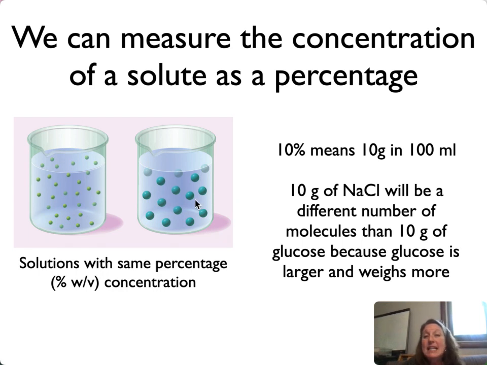But if we also made a 10% solution of glucose, we would have 10 grams of glucose in 100 mils of water. Here's the thing though, sodium chloride is much smaller and weighs much less than glucose. So if we were to actually count the number of molecules that are in that 100 mils, we would have many more molecules of sodium chloride than we would of glucose, because it doesn't take as many glucose molecules to reach 10 grams as it does sodium chloride.